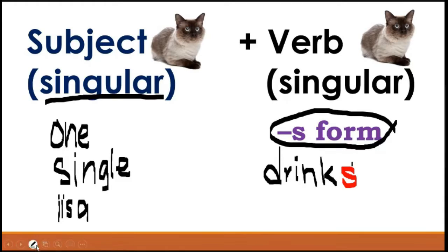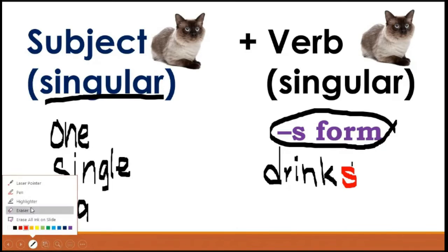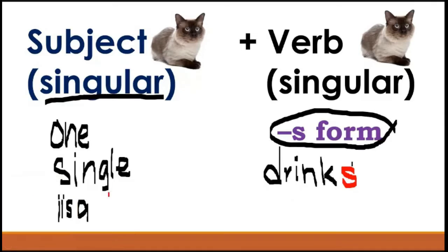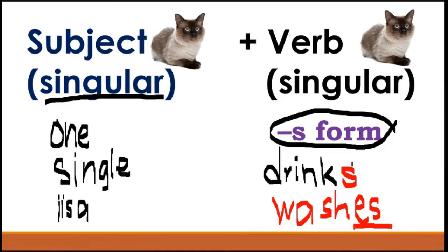Halimbawa, another example. The verb is wash. How do we write the S form or the singular form of the verb wash? So we will add ES. Not just S, ES ang iduduktong sa dulo para maging singular o in S form ang wash. Okay po? Thumbs up po kung nakakasabay tayo. Okay, very good. Next.